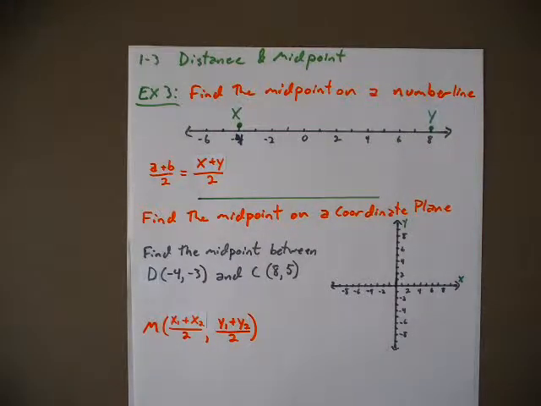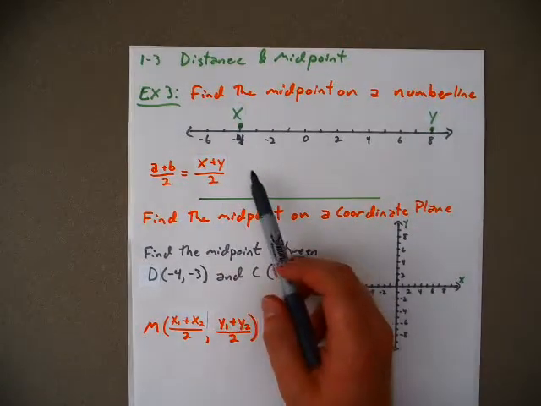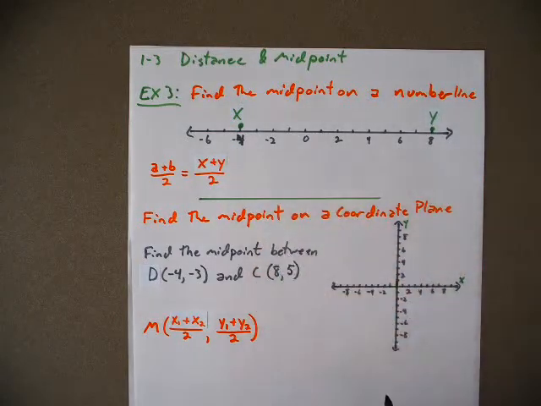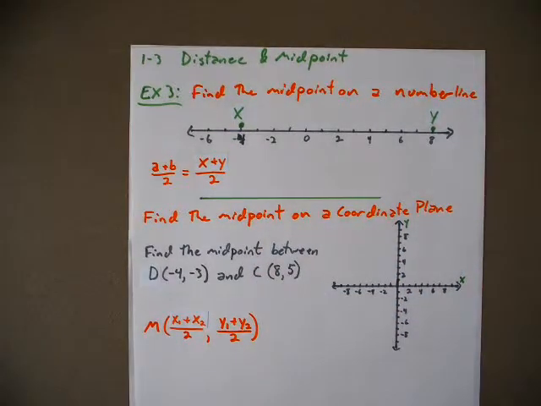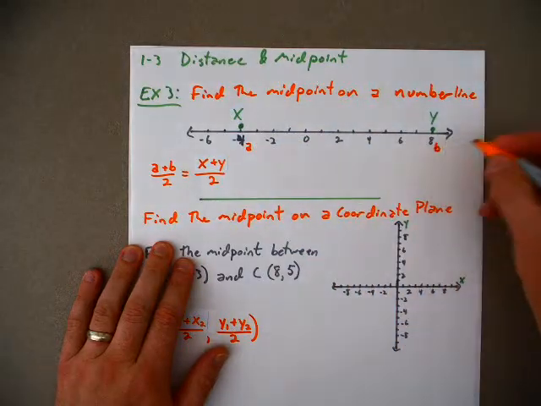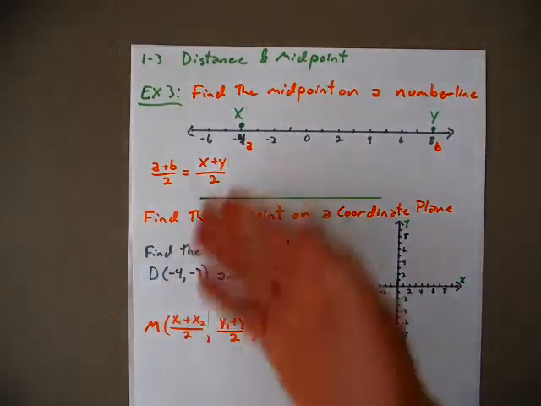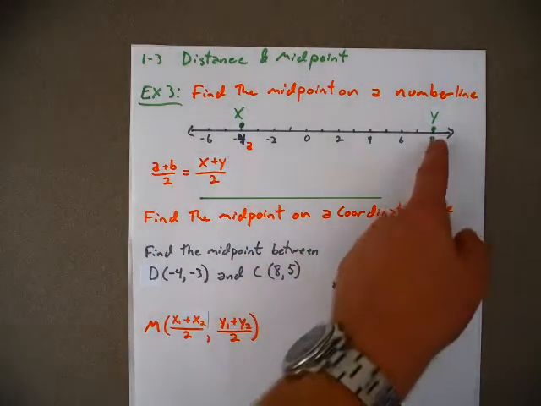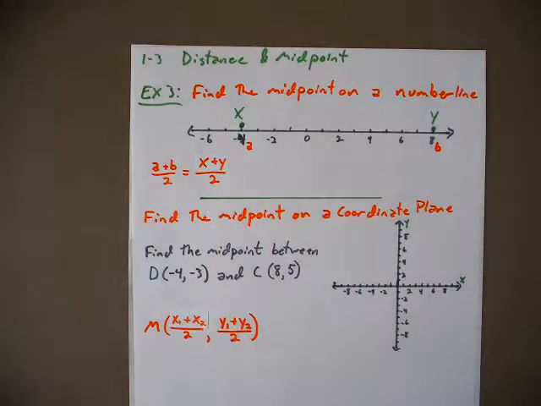What we need to do is find the midpoint between 2 points on a number line. So we have a point x here, and we have a point y here. This one's at 8, x is at -4. They give us a little formula that says the midpoint on a number line is just a plus b divided by 2. This would be our a value, and this would be our b value. Our a is our x, and our b is our y, capital Y.